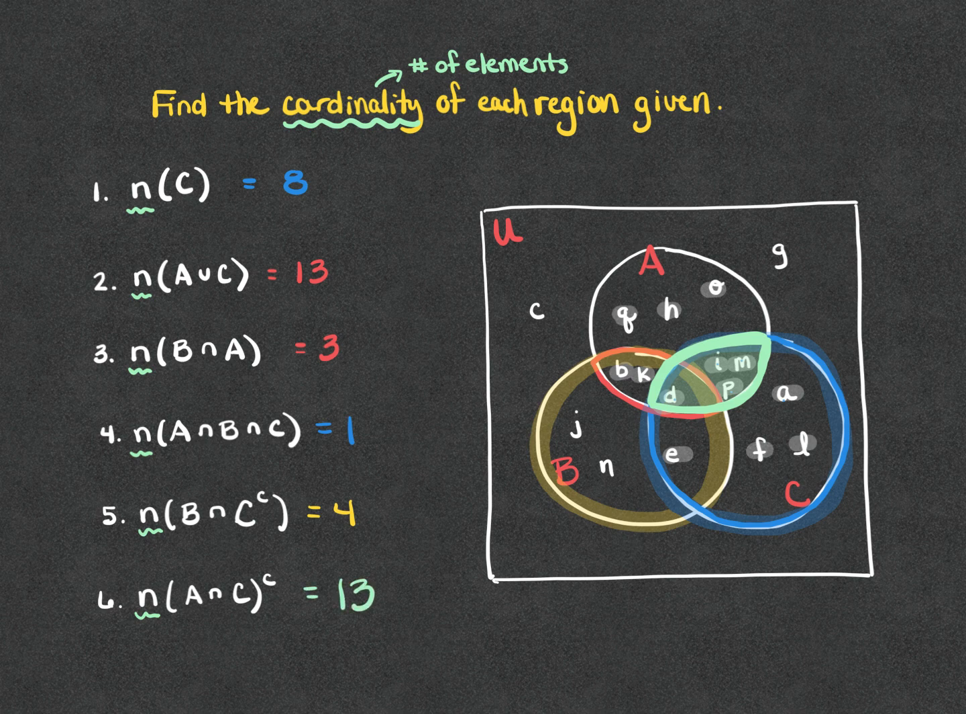So one of the things that you really need to pay attention to is the difference between listing the elements and finding the cardinality of each region. Now, sometimes you're going to see the N and that will be a clue, but other times the difference is just going to fall in the instructions given. And so please pay attention to whether it's asking you to list all of the elements or find the cardinality.